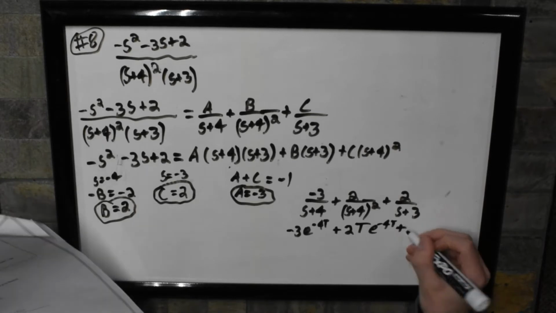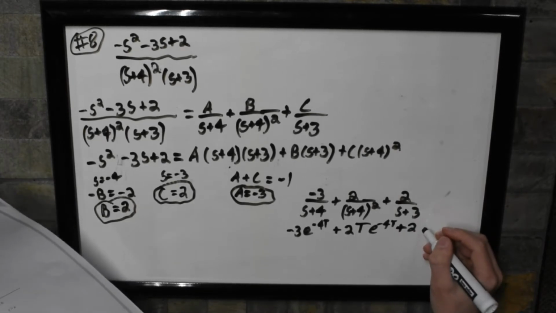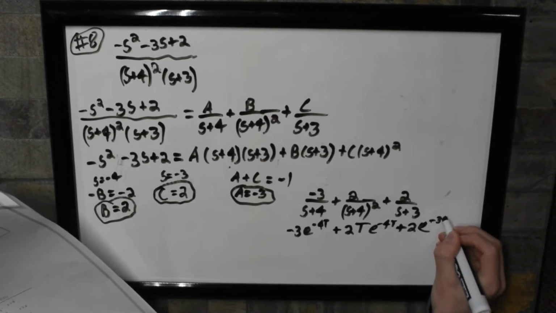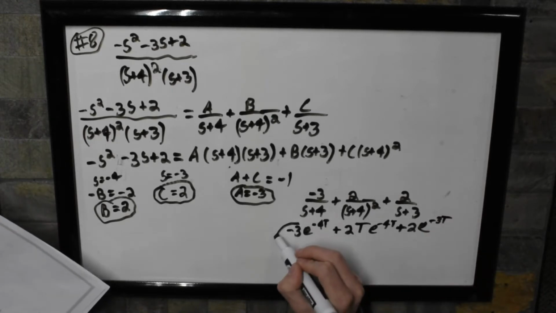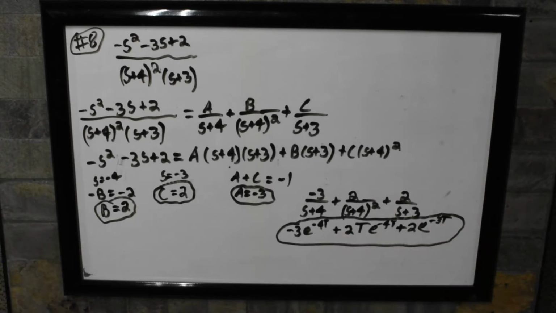Alright, and finally we have 2 over s plus 3. This is again the e to the alpha t. Alpha would be negative 3 because we have a double negative here. So this would be the inverse Laplace transform of the function.